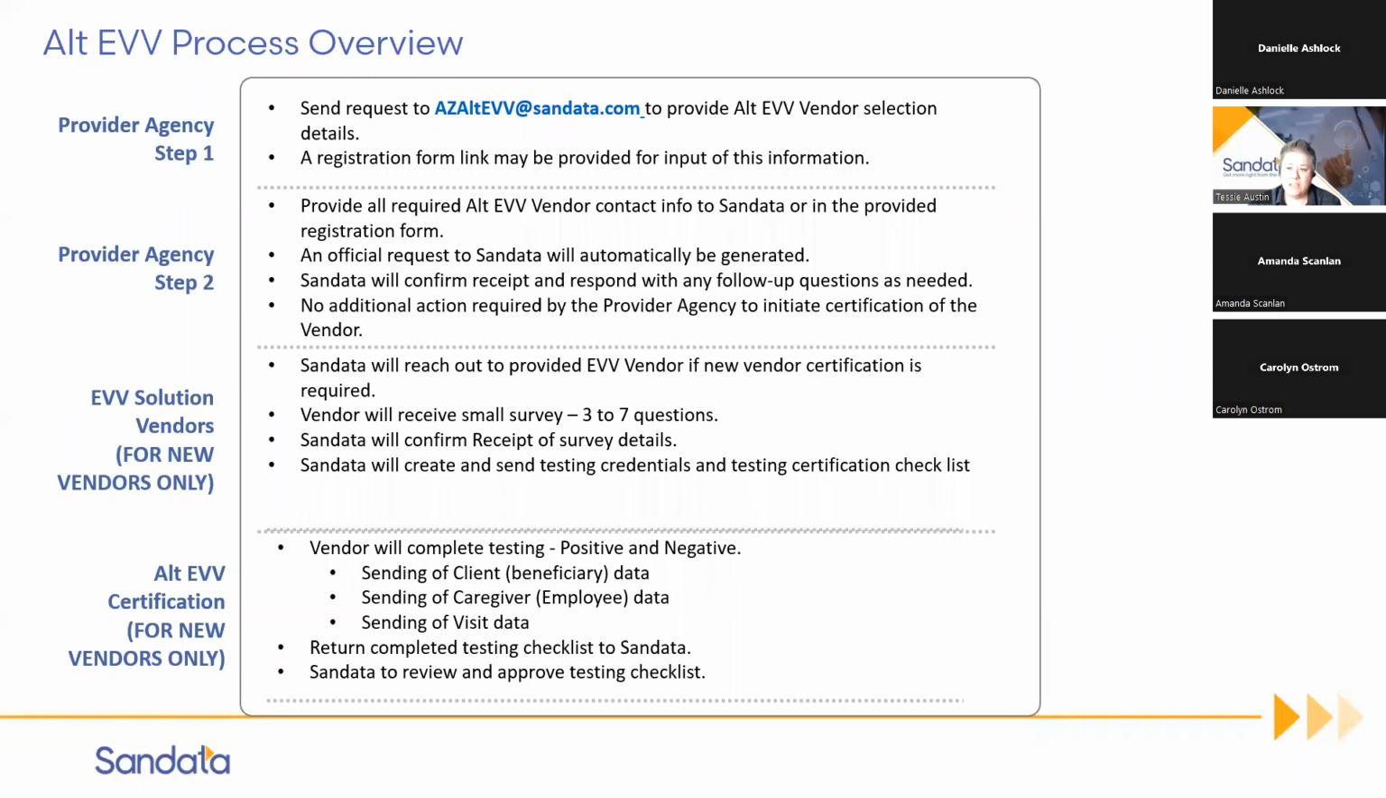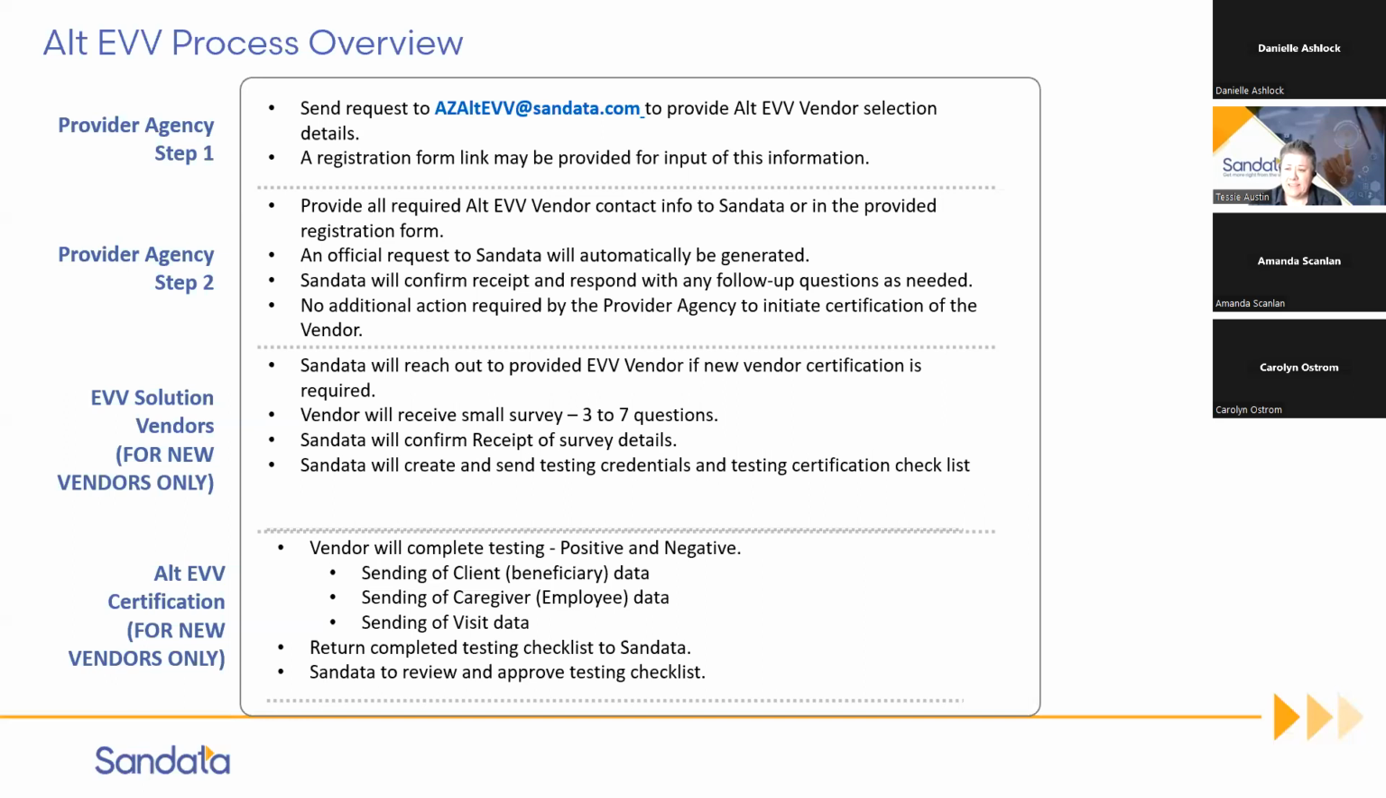So with the process overview, the biggest thing to remember is that in 99% of the cases, the providers are the ones actually initiating the request to have their alt EVV vendor send their data to Sandata. So that's where the process starts. The request is sent to the email that you see here on the screen, azaltevv@sandata.com. That email address is going to be your best friend. Once that comes in from a provider, that starts the process.